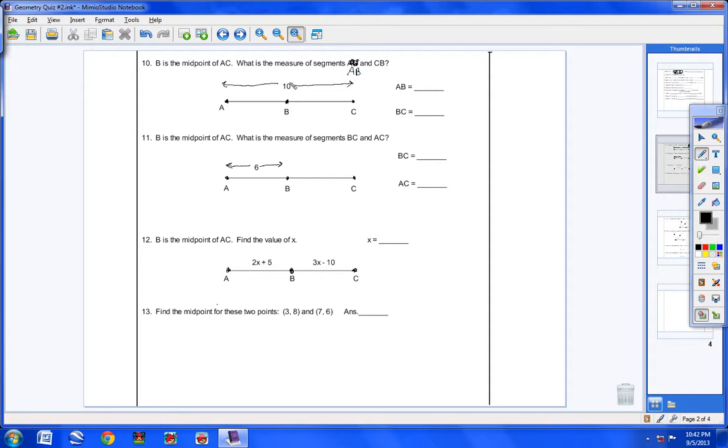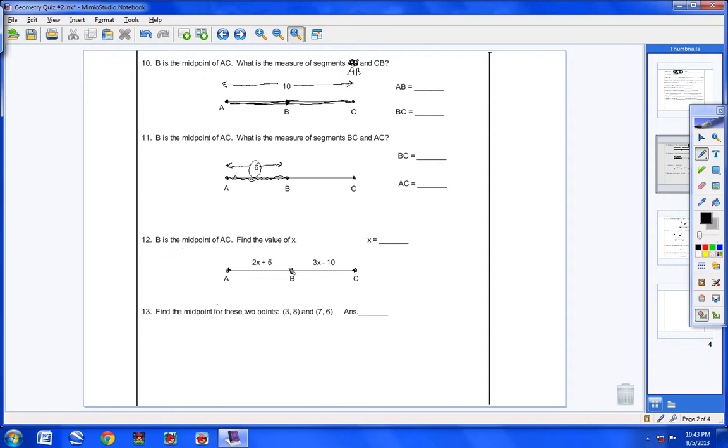So, do you see this 10 right here? This 10 refers to the length of the entire segment. So this whole segment is 10, and B is in the middle. All right. Now, B is the midpoint of AC. What is the measure of segments BC and AC? Now, do you see this 6 right here? This 6 only goes for segment AB. Okay? So, from that information, go ahead and tell me the length of BC and tell me the length of AC. I really don't think this quiz is that hard, students.